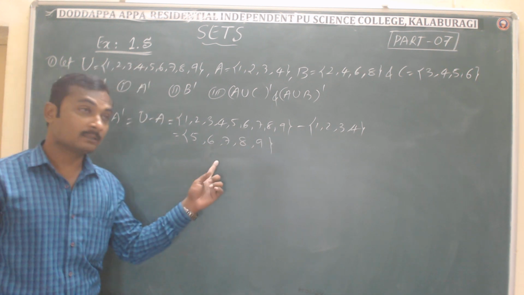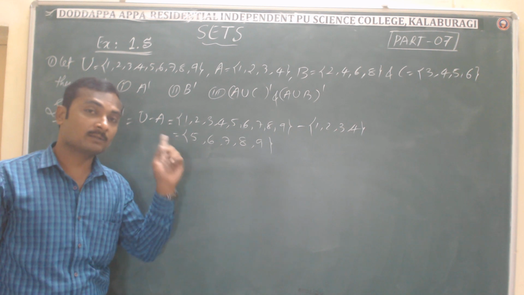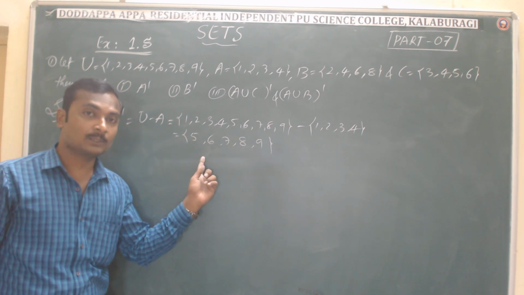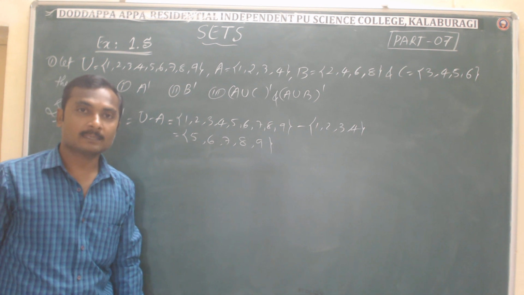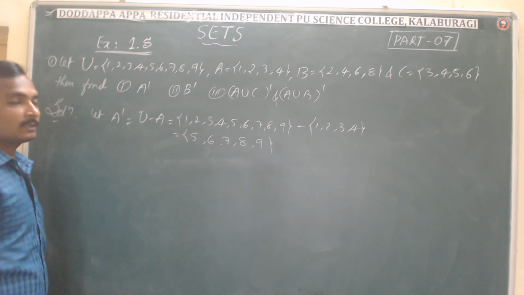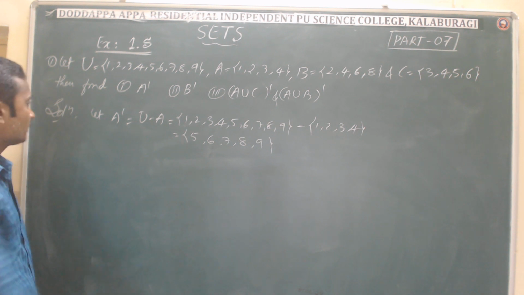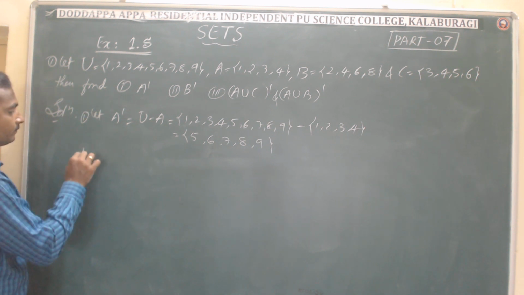Therefore, you can observe from the definition that only the elements of the U but not A are included. You can see that 1, 2, 3, 4 are absent in the U minus A. Therefore, this is the complement of the set A.